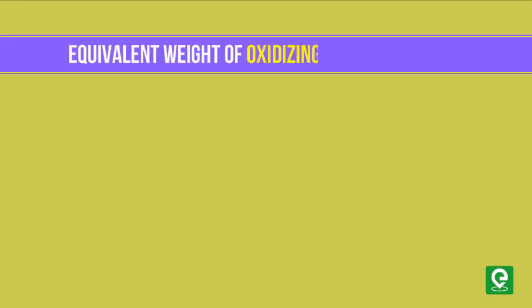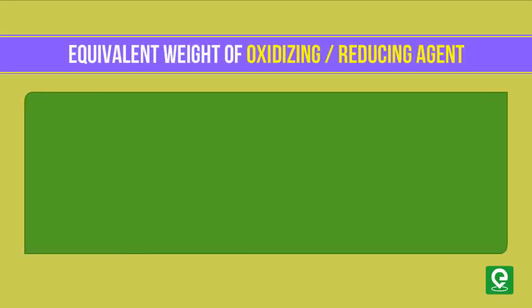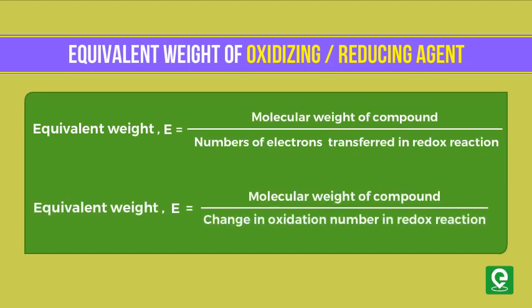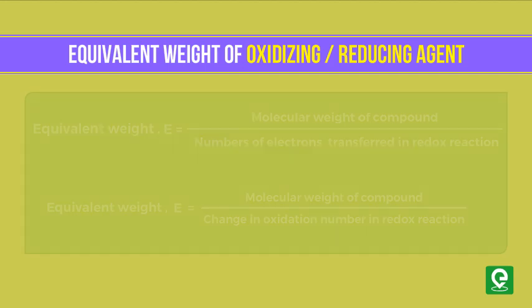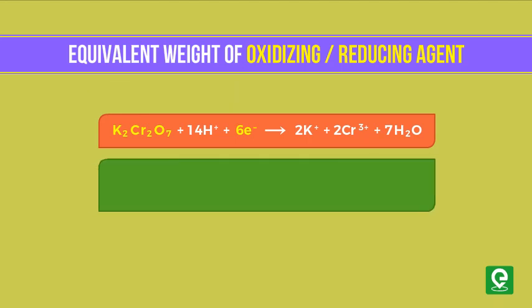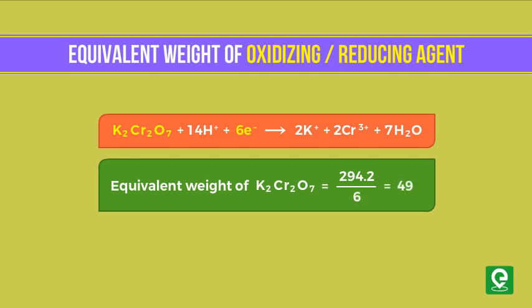Equivalent weight of an oxidizing or reducing agent. In a redox reaction, the valence factor for either an oxidizing or reducing agent is equal to the number of electrons transferred from one entity to another. For example, potassium dichromate in acidic medium is a strong oxidizer and it gains 6 electrons during a redox reaction. Therefore, the equivalent weight of potassium dichromate is equal to its molecular mass, which is 294.2, divided by the number of electrons gained, 6, which is equal to 49.